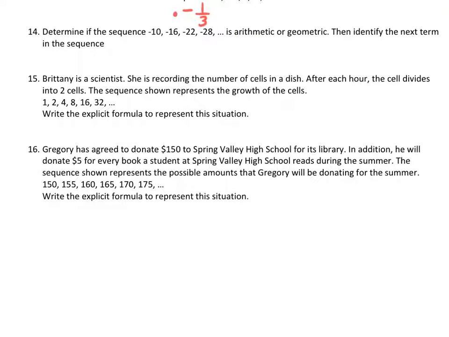Number 14, determine if this is arithmetic or geometric, and then give the next term. To go from negative 10 to negative 16, negative 22, negative 28, they are subtracting 6 every time, and adding and subtracting is arithmetic. The common difference would be negative 6 since they are subtracting, and if I keep on subtracting, I would get that the next term would be a negative 34.